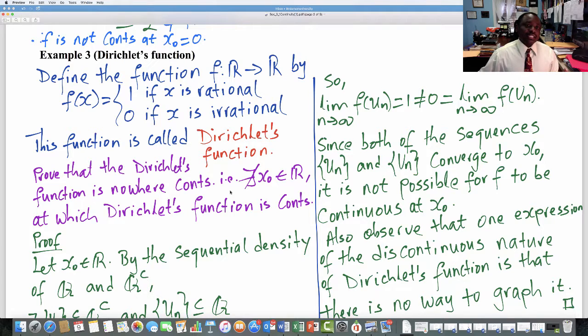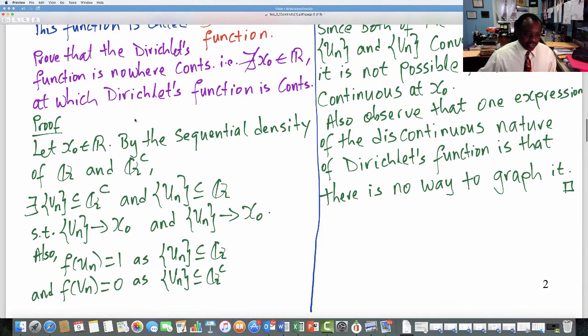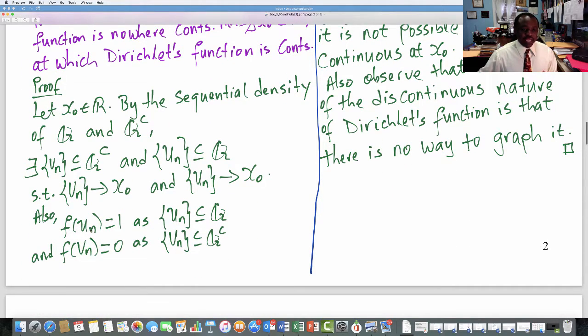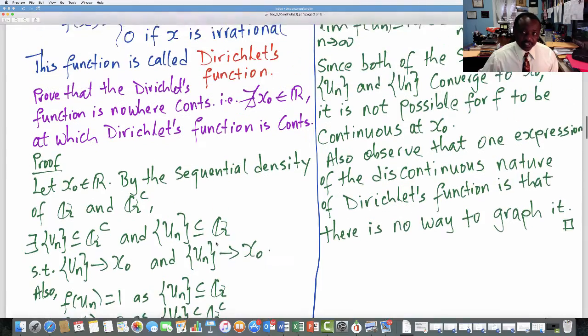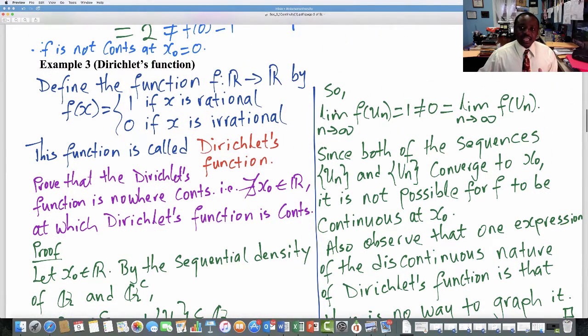Now, Un is a sequence of rational numbers, so by my definition f of Un will be 1. Vn is a sequence of irrational numbers, so f of Vn would be 0. So right here, I have f of Un equals 1 because Un is a sequence of rational numbers, and f of Vn equals 0 because Vn is a sequence of irrational numbers. So the limit as n approaches infinity of f of Un would be equal to 1. And the limit as n approaches infinity of f of Vn will be equal to 0.